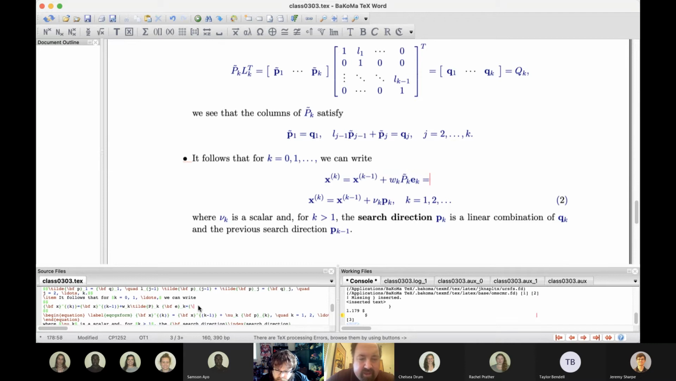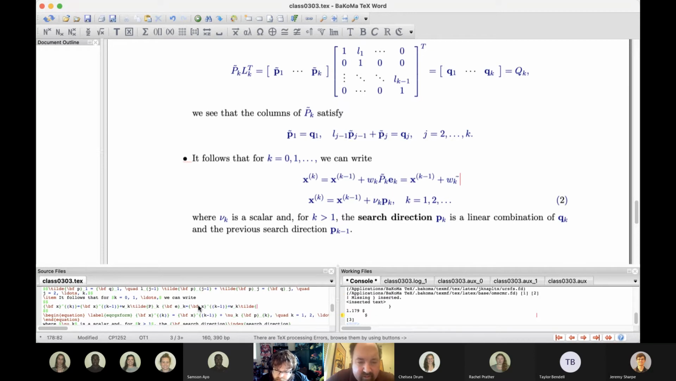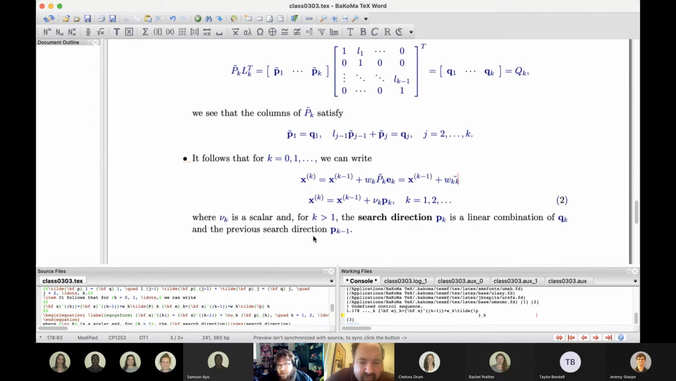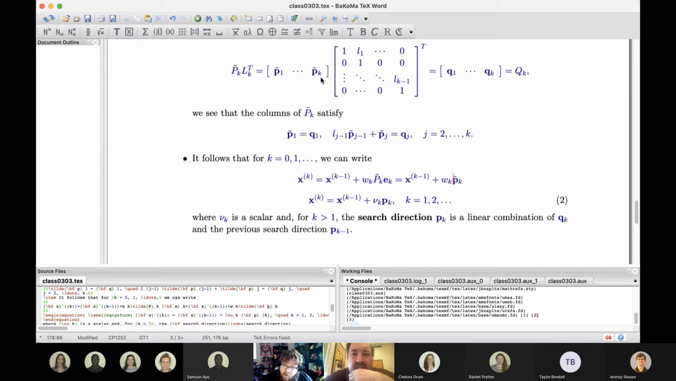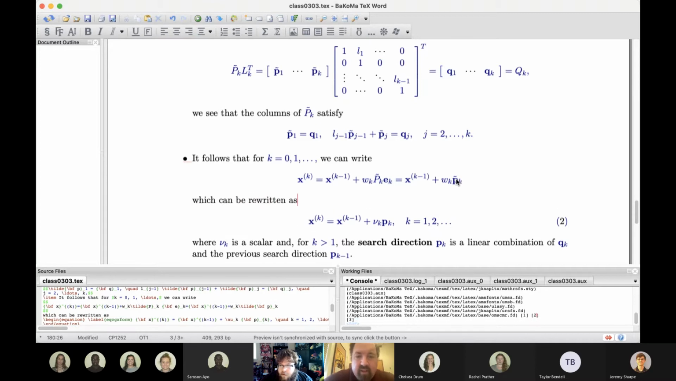This is the same as x_{k-1} plus w_k times the vector p_k tilde, which should be bold as a vector. It's the last column of the matrix capital P tilde_k. So that's what I have. Each x is a previous x plus this scaled vector here.